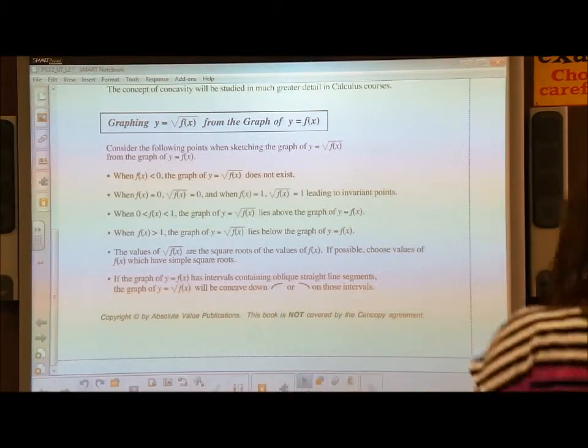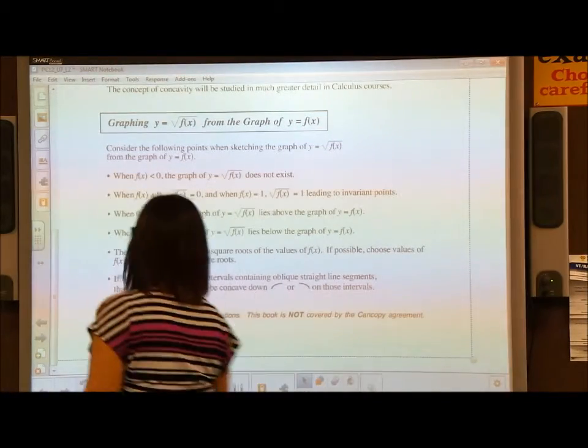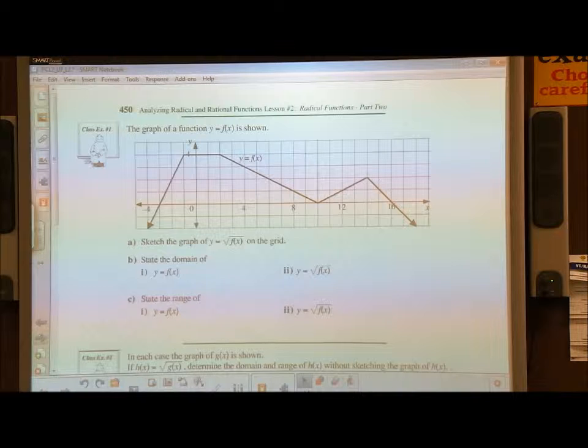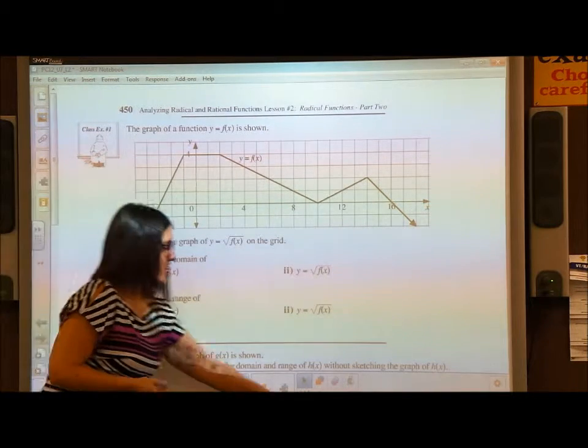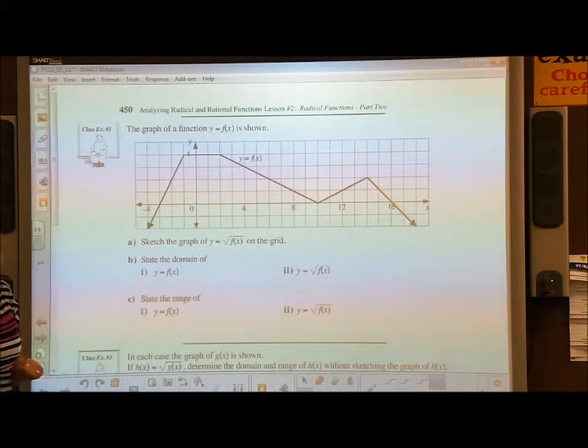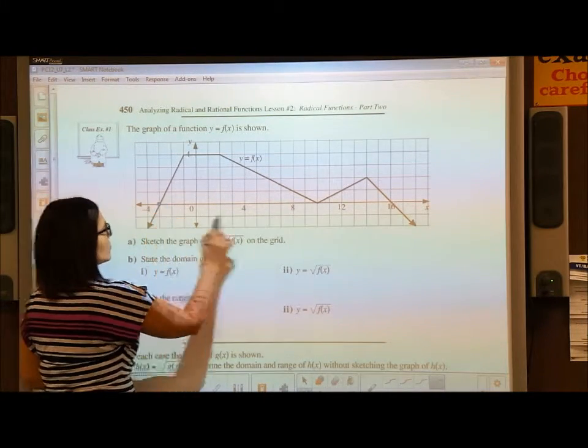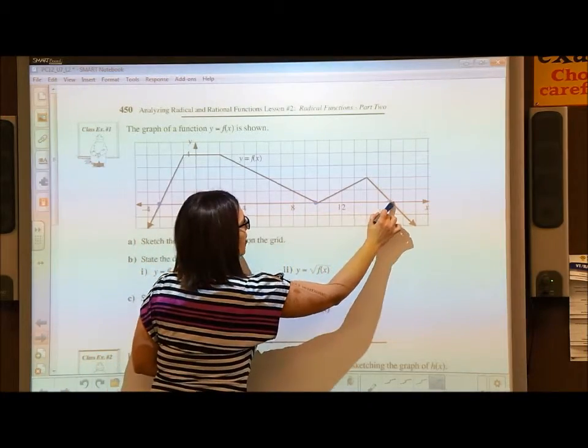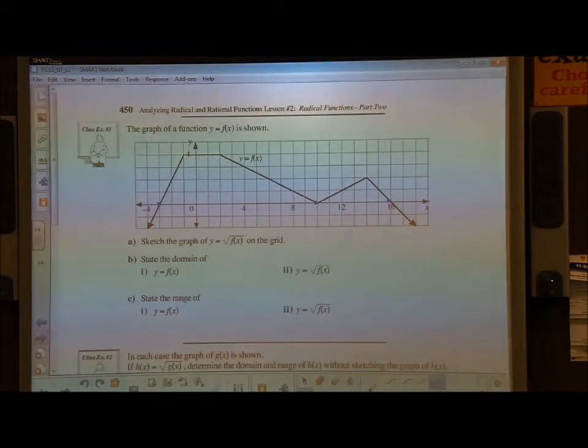So if we look at the examples that are on the final page of the lesson. This is the graph of f of x. You cannot put this into your graphing calculator because there is no single equation that would connect all of this. So what we have to do is we have to use the knowledge from those characteristics. So wherever f of x equals 0, the square root is going to equal 0. So these points are going to be on my graph.